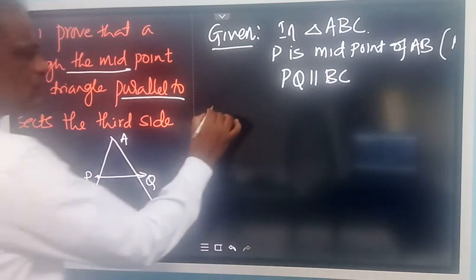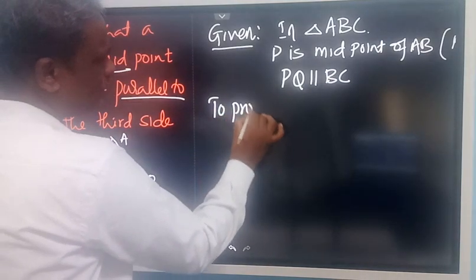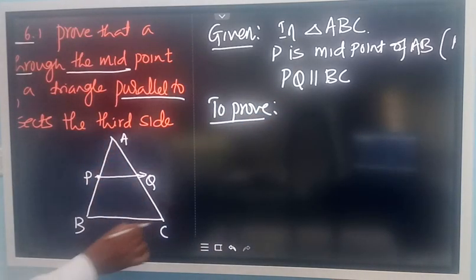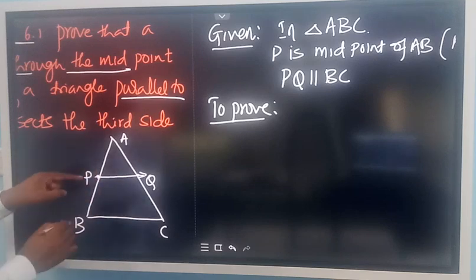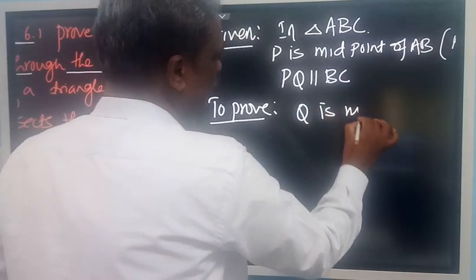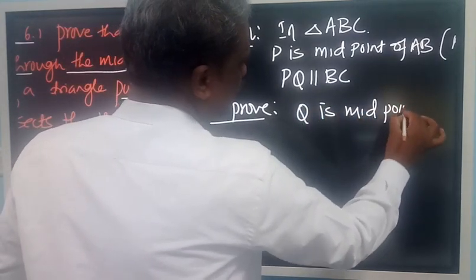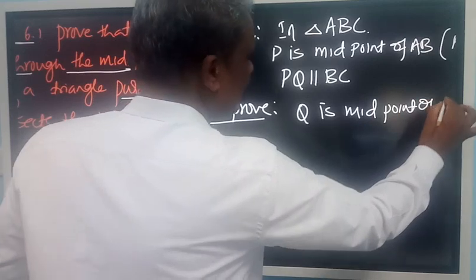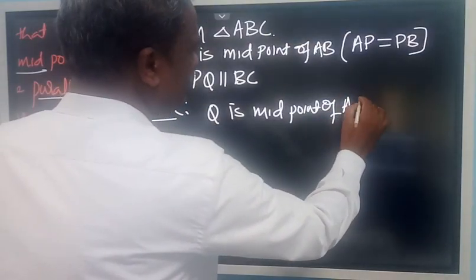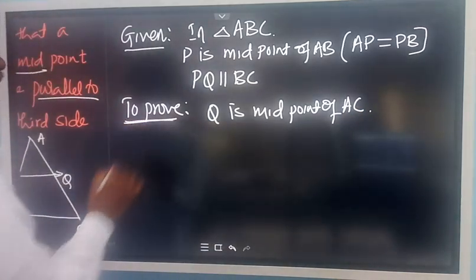That is given. So then what we have to prove here? We need to prove that this point Q bisects the third side. First side is over, second side is over. This is the third side. So that means we have to show that Q is the midpoint of line segment AC. This is what we have to prove here.